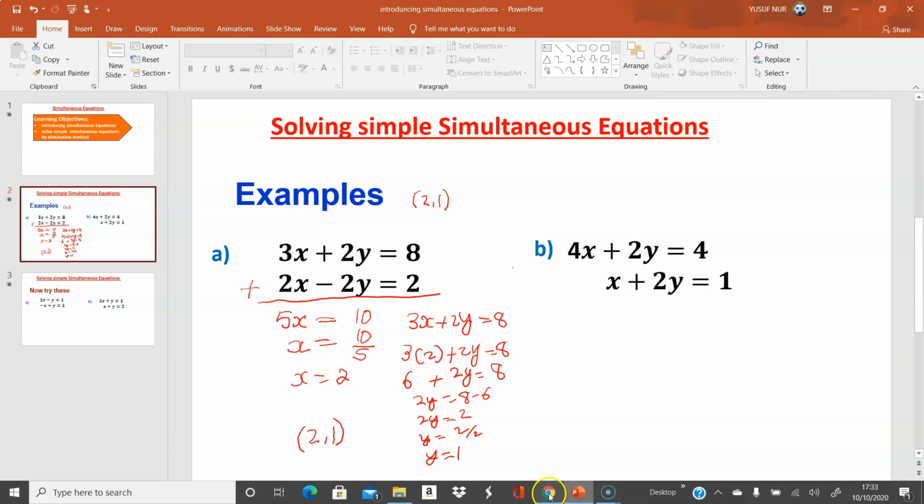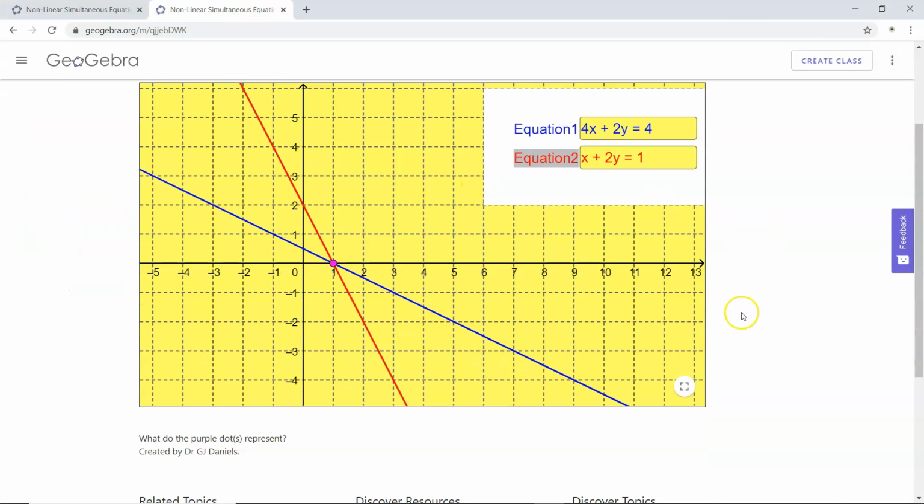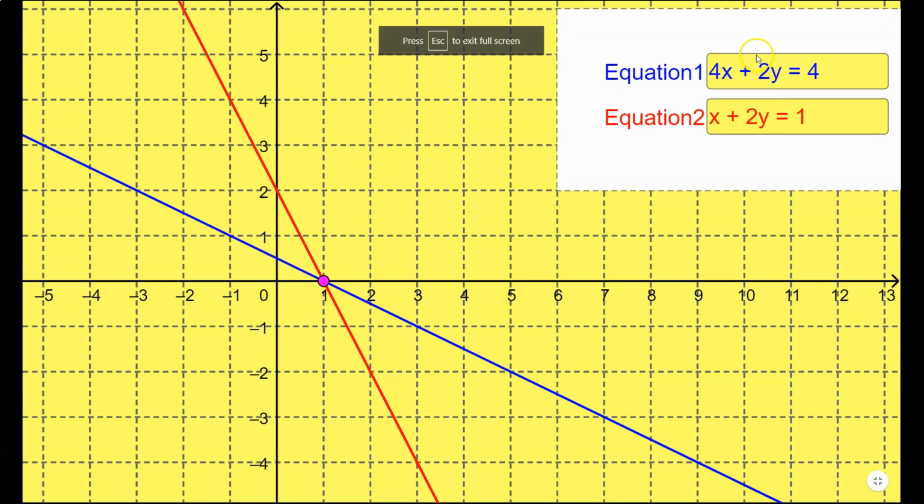And we come and solve it algebraically. Now graphically, I got both of them here. The two equations are 4x plus 2y equals 4, x plus 2y equals 1, and we plot both of them, the red line and the blue line, and this is the point that they got in common. This is the solution of the simultaneous equation.